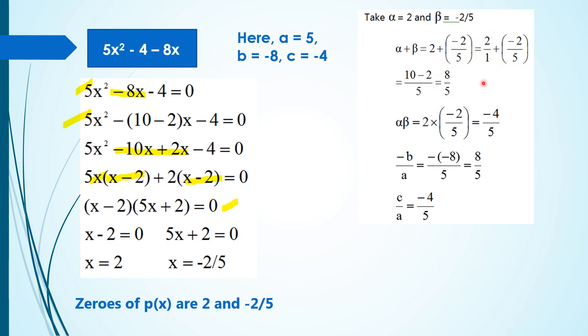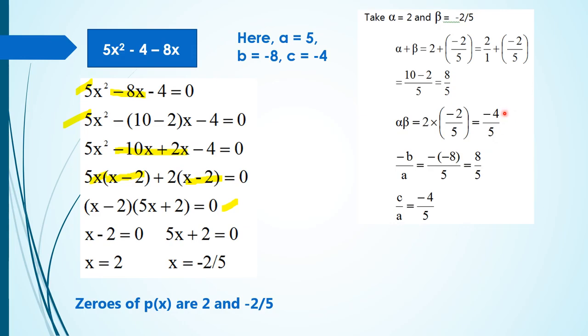Okay, 1 5 is 5 and 5 into 2 is 10. Now 5 ones, 1 into 2 is 2, and this is 10 minus 2 is 8 by 5 will get. Alpha beta is 2 into minus 2 by 5. 2 means 2 by 1. Product of numerators 2 into minus 2 is minus 4. Product of denominators 1 into 5 is 5. Minus 4 by 5 will get alpha beta.